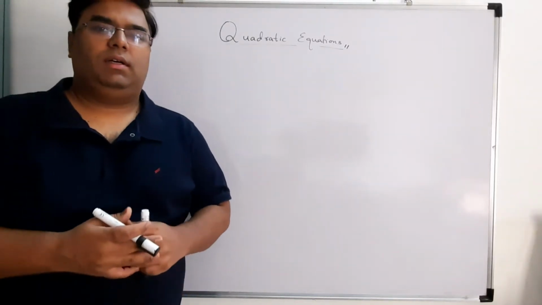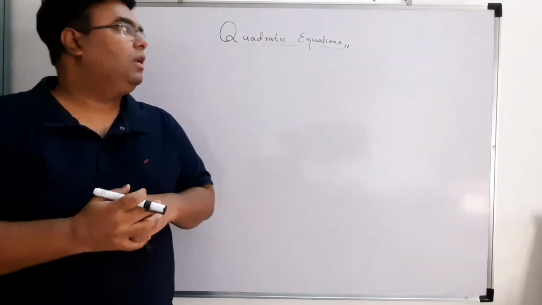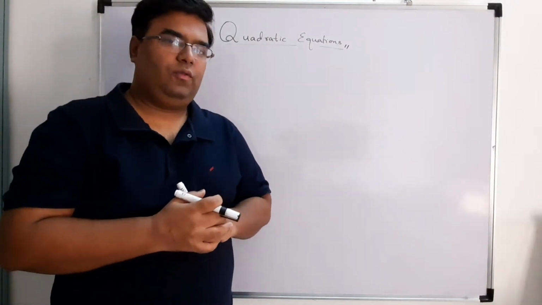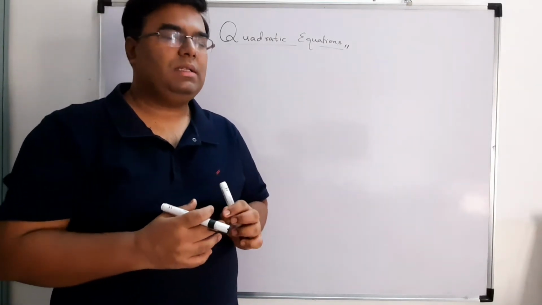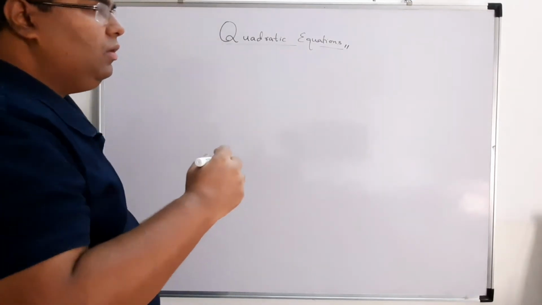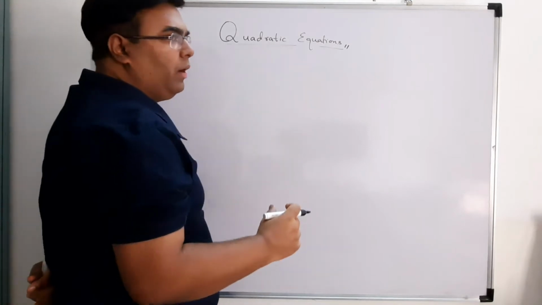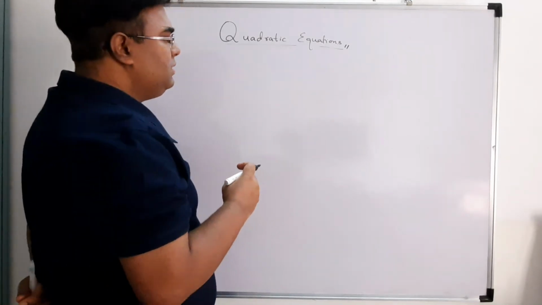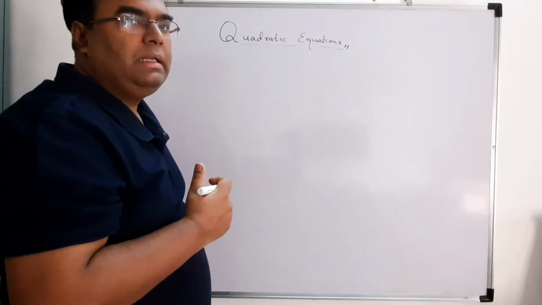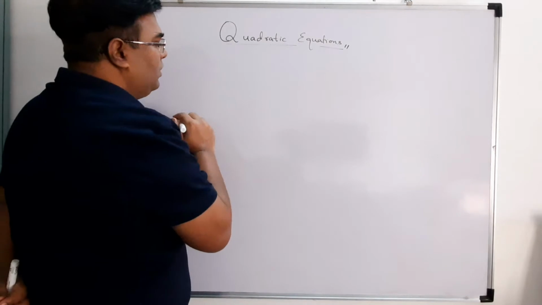Hello students, today we are starting a new lecture which is quadratic equations. First of all, we will understand what this quadratic equation means. We already know a polynomial, right? So basically a quadratic equation is an equation involving polynomials of second order degree. Let us understand what this is.